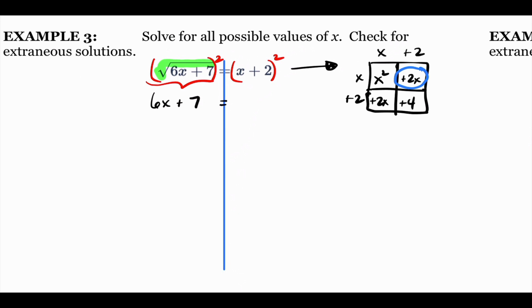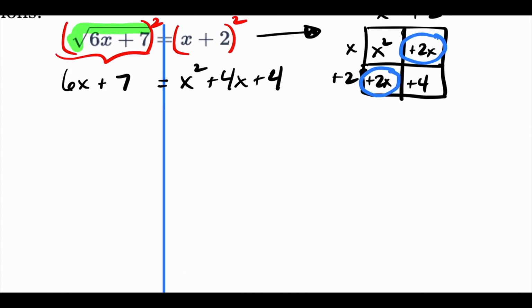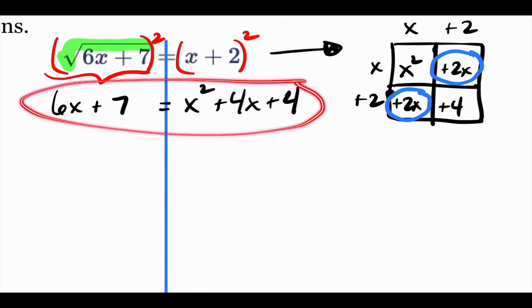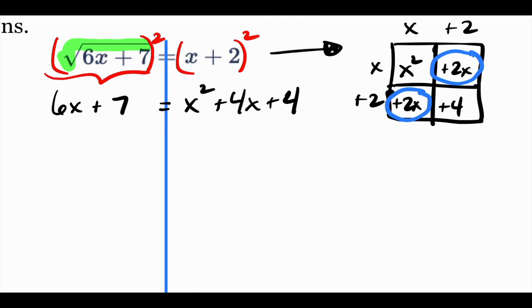Combine like terms. I got some like terms there, so I get 4x plus 4. Okay, step 2 done. Now I'm right here. How do I solve this guy?